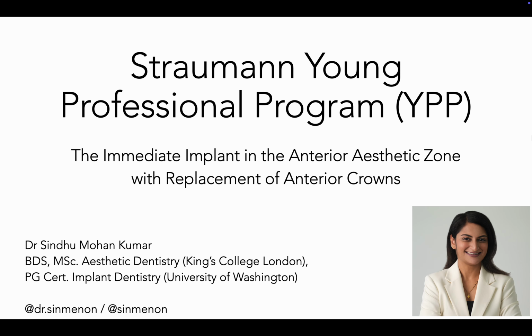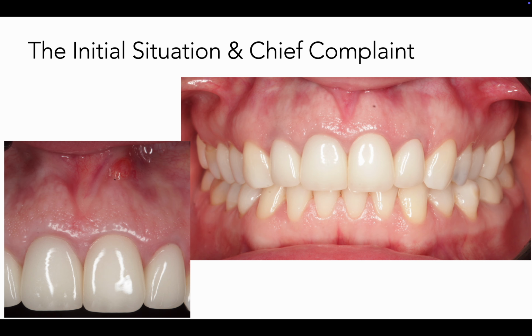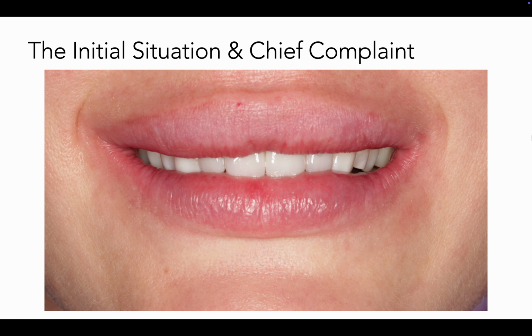The case that I will be presenting will be of the immediate implant in the anterior aesthetic zone with replacement of anterior crowns. My patient initially presented to me with an abscess on tooth 2-1 due to an external root resorption. She had initially met with an endodontist who had told her that this tooth was no longer salvageable, and hence she had come to me for the extraction and replacement with a dental implant.